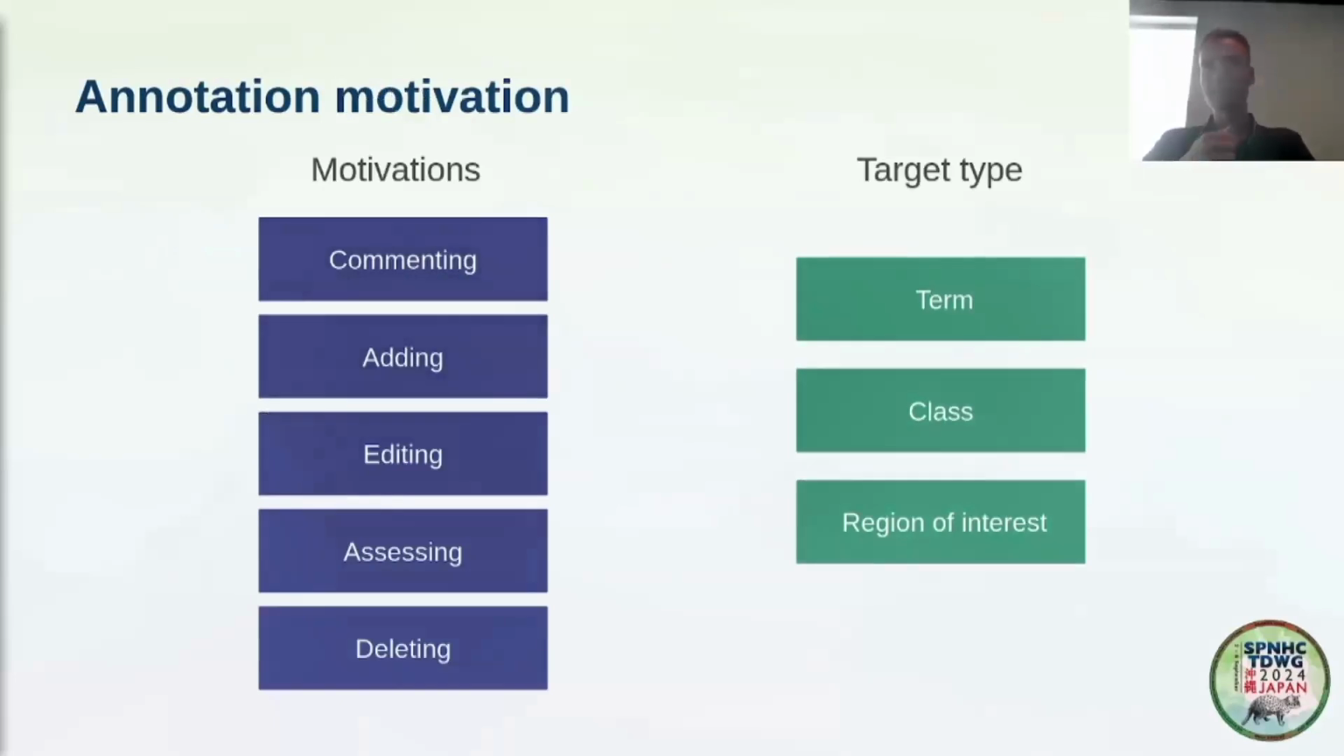And finally, the annotation motivation. It's common to think annotations mostly exist to add information, but in fact we support 5 different motivations that identify the purpose of the provided information. The image shows which motivation is applied to which kind of targets. The region of interest target meaning a visual boundary on an image. So comments apply to all, additions only to terms and classes, same with modifications, assessments again to all, as well as deletions.